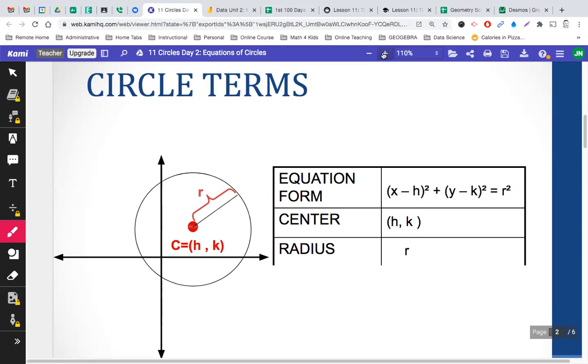Now we're going to go both ways. We're going to be given the equation, and we should be able to sketch a circle from that equation. And we're also going to be given a circle, and we need to identify what the equation is from the circle.